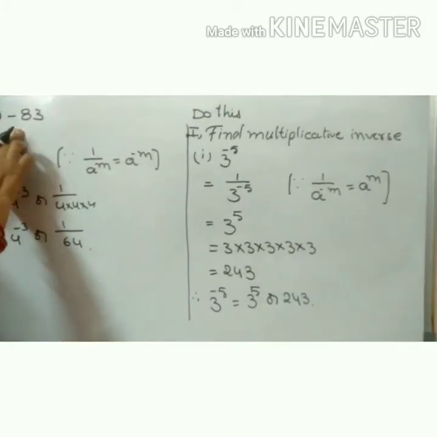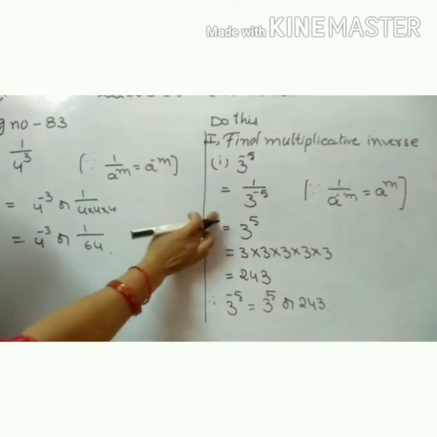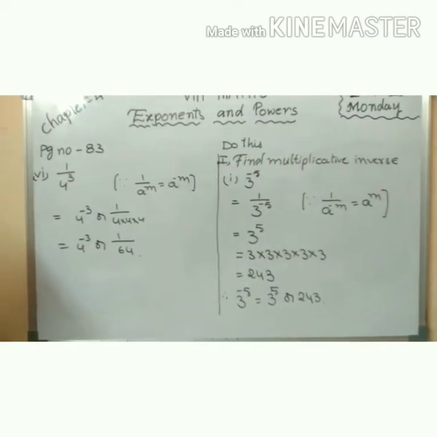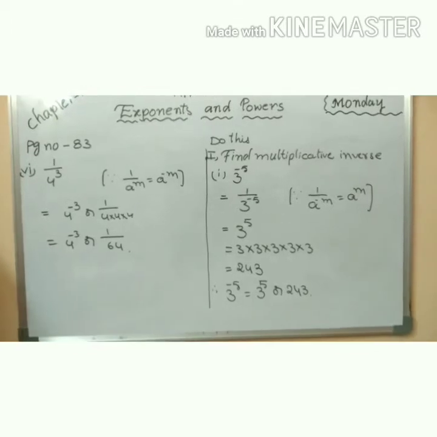Remaining, do this. Page number 83, second box, do this. First problem and sixth problem are explained. Remaining problems, do as homework. Okay? Okay, children.